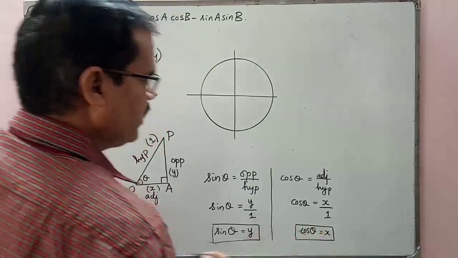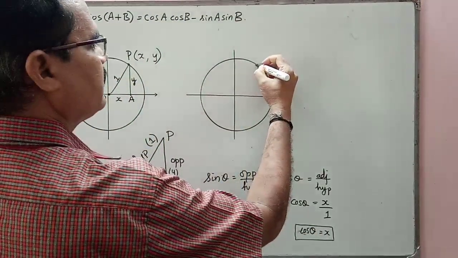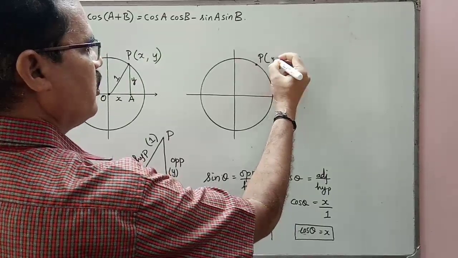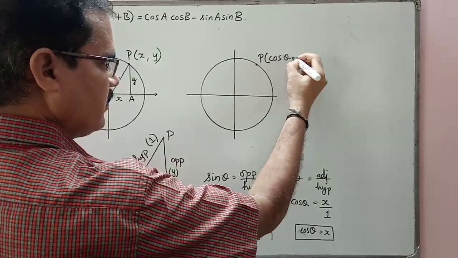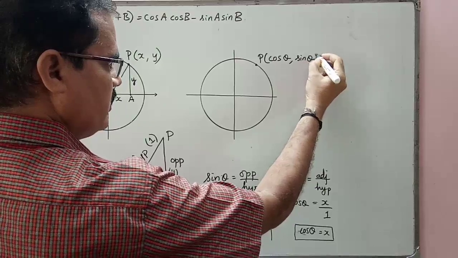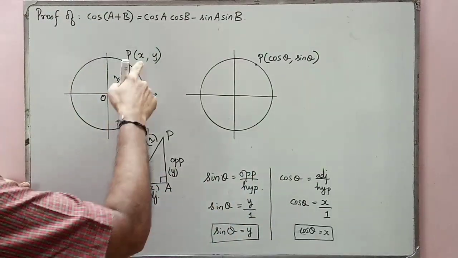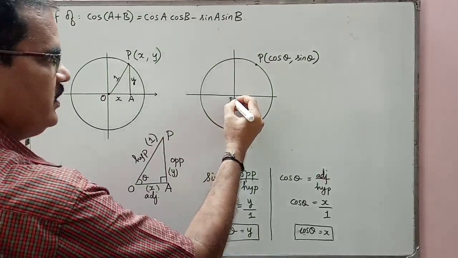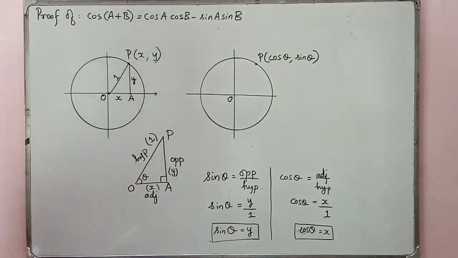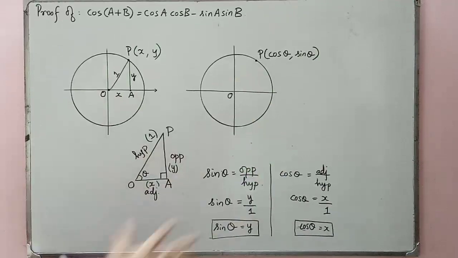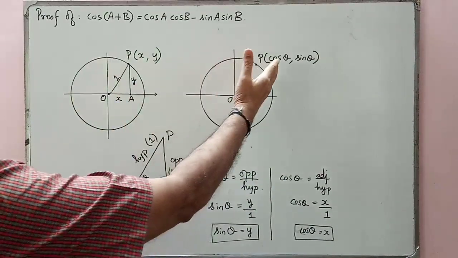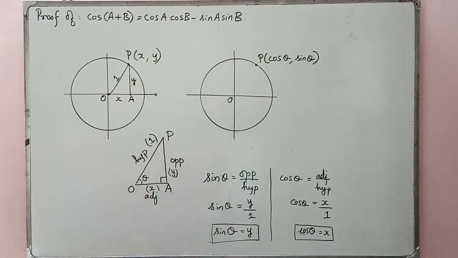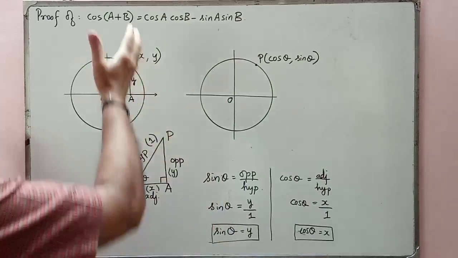So, in higher classes, we refer to the point as P of cos theta comma sin theta. This is how x comma y in lower classes is changed to cos theta, sin theta in higher classes. Okay, children. Other things are going to remain the same. So, understanding this idea, how x comma y is referred to as trigonometric ratios in a diagram, now we are moving to the proof.